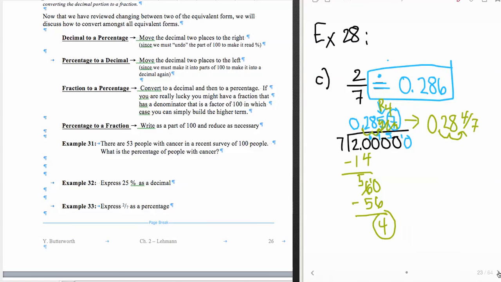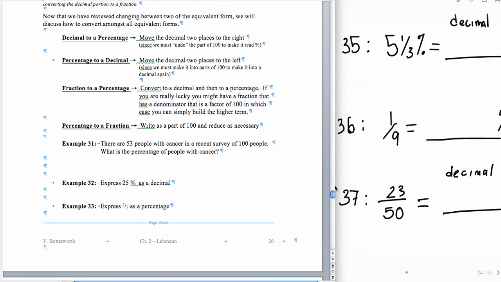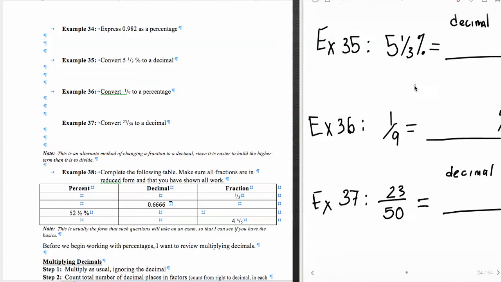Okay, moving on to our next problem, example number 35, which we'll see down here at the bottom. We have 5 1/3 as a percentage. The first thing we have to do is change this to a decimal. So hopefully by now you know that 1/3 is a repeating, non-terminating decimal of 0.3333, and so on and so forth. And then to change it to a decimal, of course, we're moving the decimal 2 places to the left. So this is going to look like 0.0533, and so on and so forth.